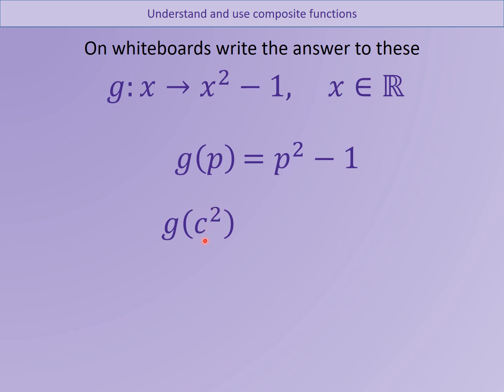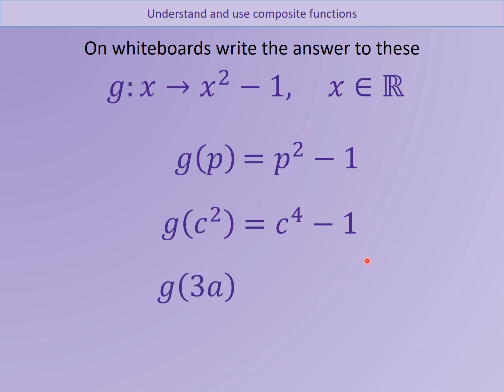Well, so pause, have a quick go. Well, what it does to c squared is exactly the same as what it would have done to x. It squares it first, it takes away 1. It takes whatever you've got, it squares it, takes away 1. So c squared is c to the 4, take away 1.